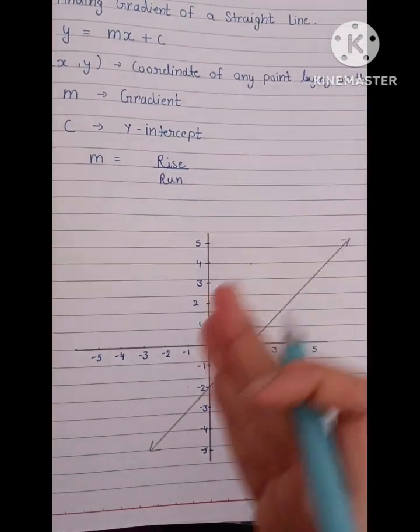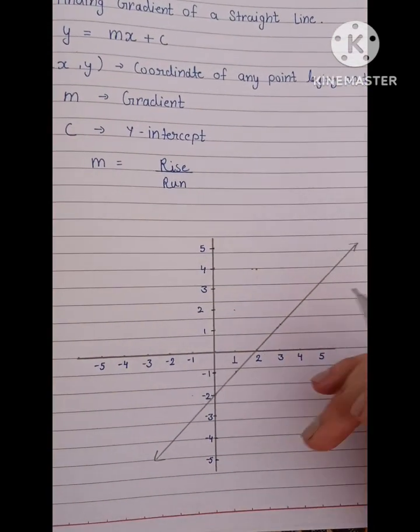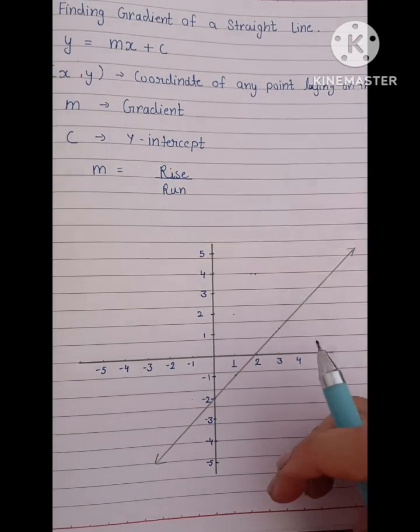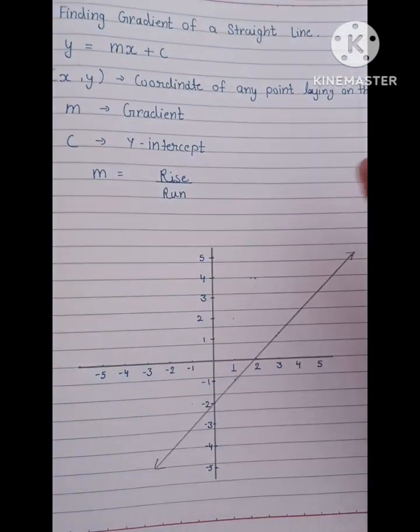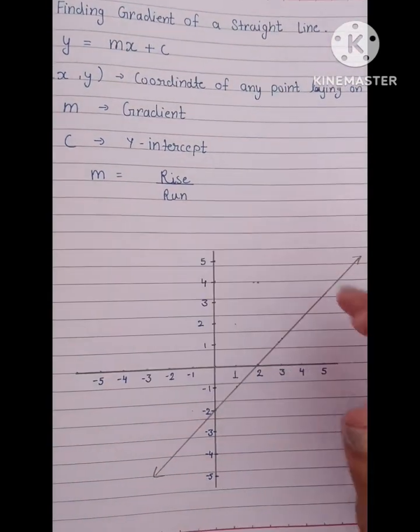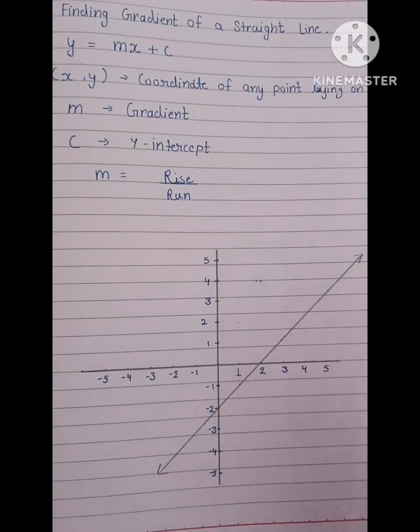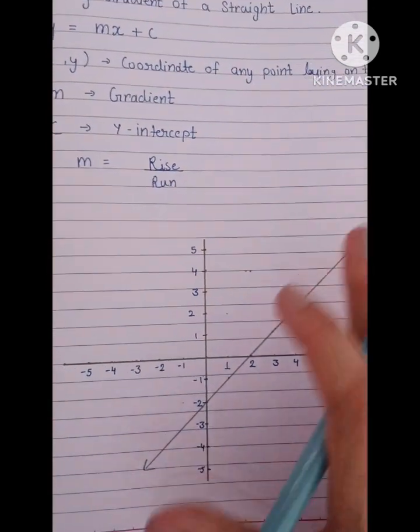Now if a graph or a straight line is given, how do we find the gradient? For that you require only 2 points. Any 2 points which are lying on the line, not here and there anywhere in the graph. The points should lie on the line. You can take any 2 points you want.